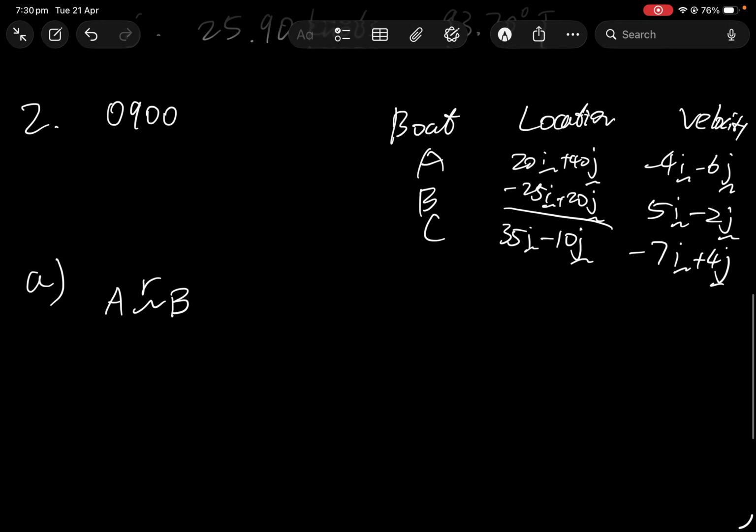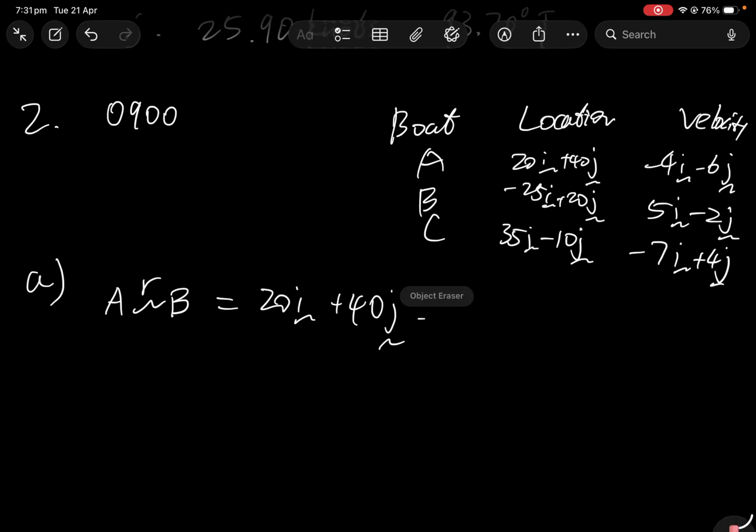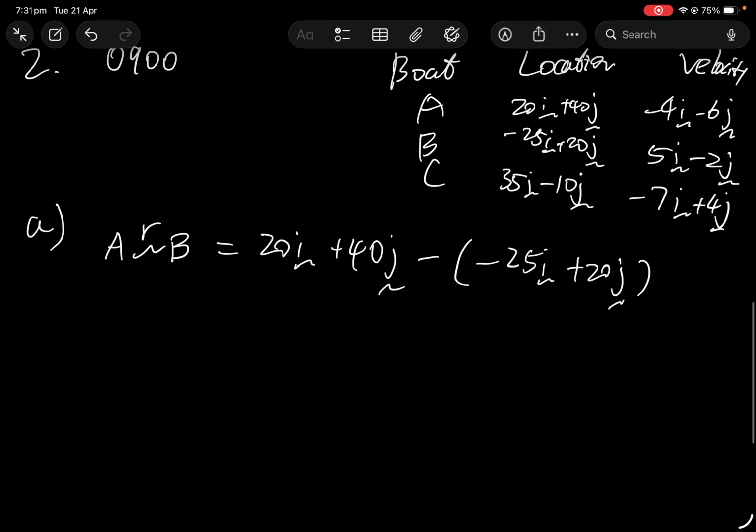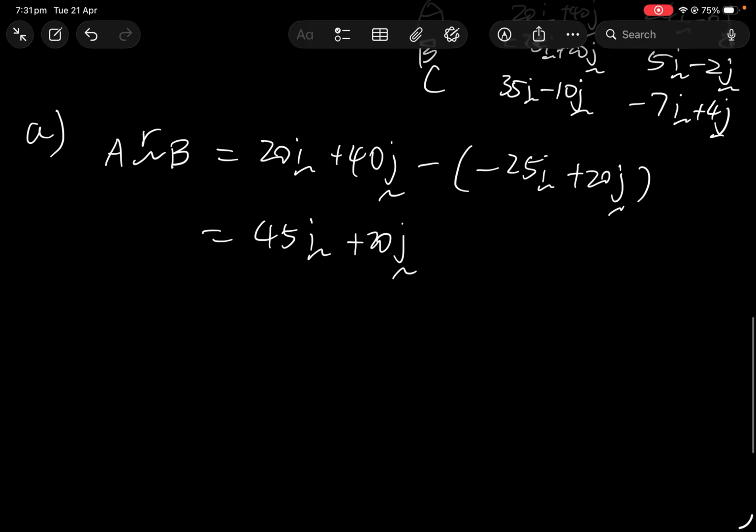So we just add them together. So it's 20i plus 40j take, well, actually no, it'd be A take B. So it'd be take 25i plus 20j. So this will give us 45i plus 20j. That's part A.